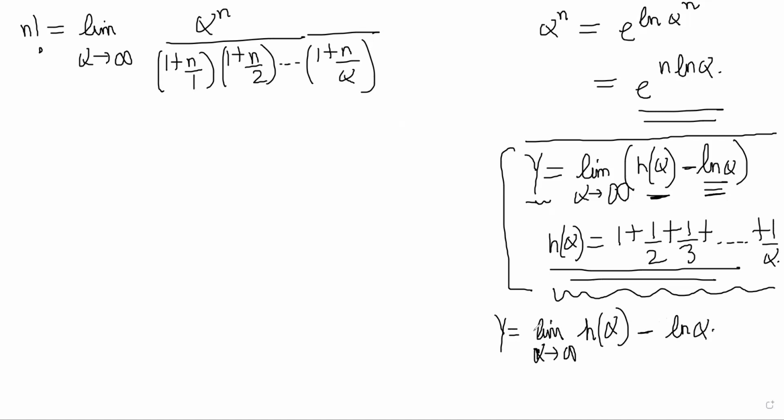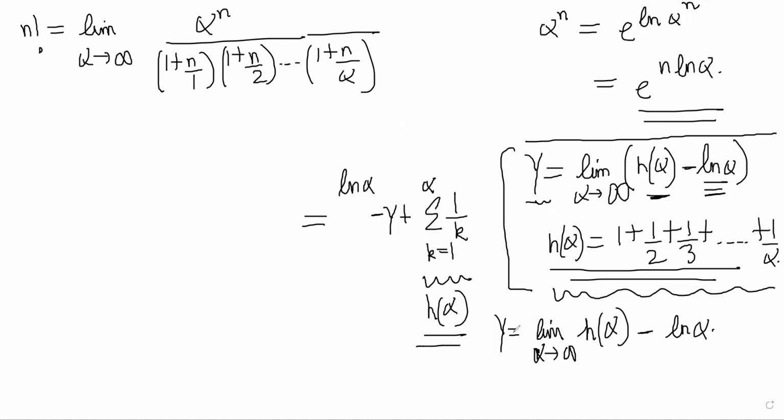So we can say that ln alpha is equal to minus gamma plus the summation of k goes from 1 to alpha of 1 by k. Basically, this is h of alpha. This is my harmonic series. H of alpha is like finding the total sum of the harmonic series and subtracting ln alpha, that is gamma. So ln alpha is obviously negative of gamma plus the harmonic series from 1 to alpha, right? Correct. And as alpha tends to infinity, that is the condition in which this is true, right?